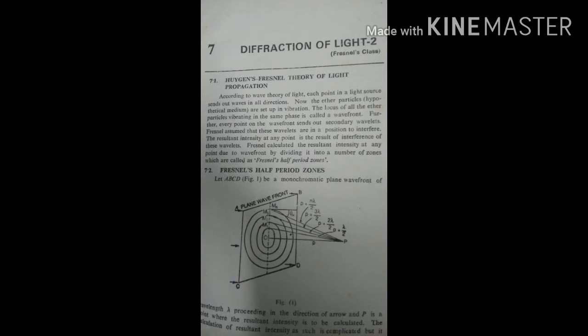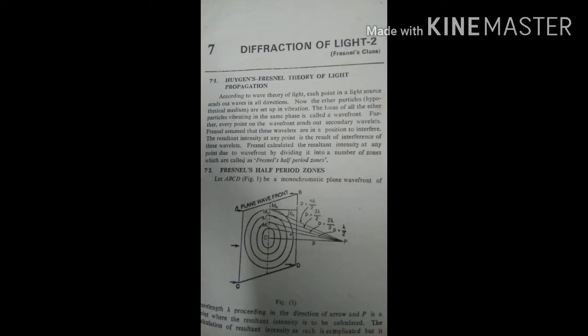According to the wave theory of light, each point in a light source sends out waves in all directions. Ether particles are set up in vibration. The locus of all ether particles vibrating in the same phase is called a wavefront. Further, every point on the wavefront sends out secondary wavelets. Fresnel assumed that these wavelets are in a position to interfere. The resultant intensity at any point is the result of interference of these wavelets.